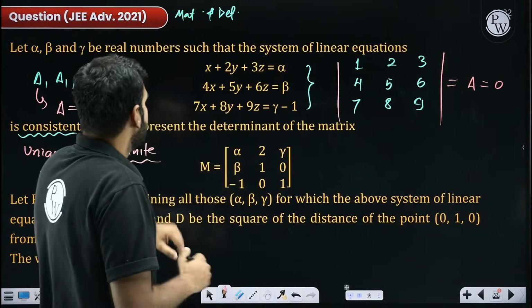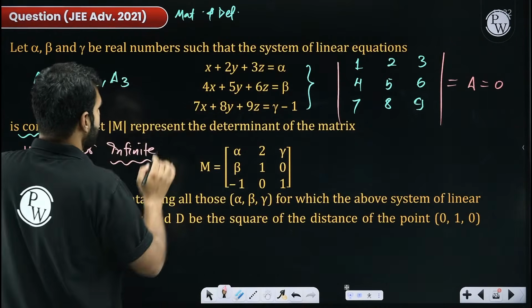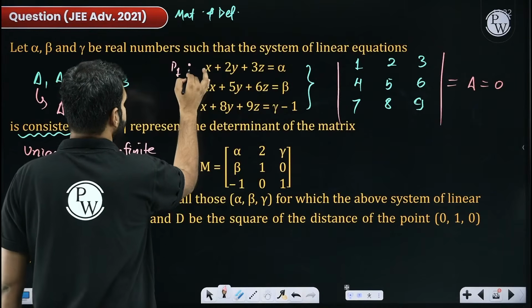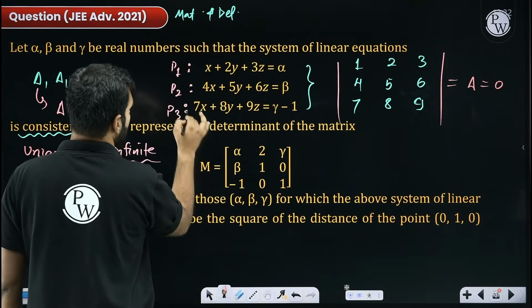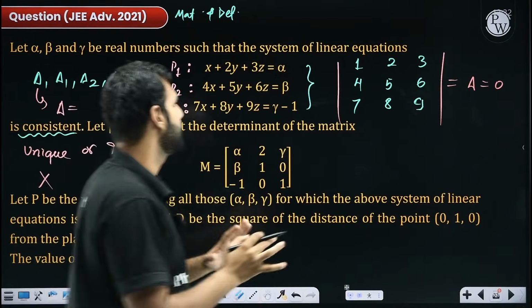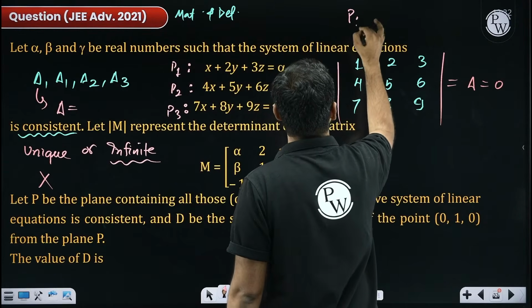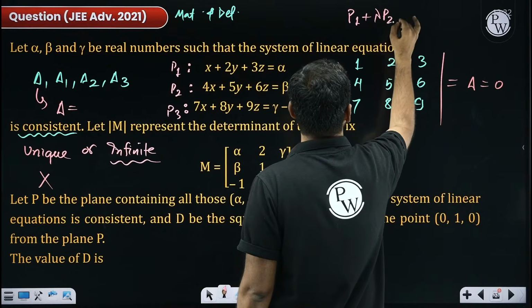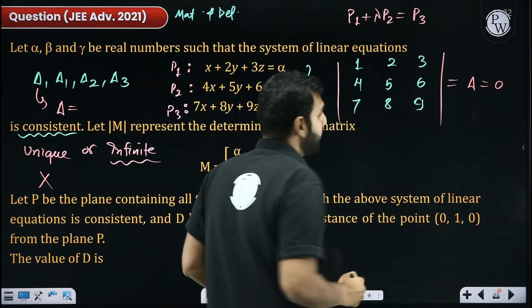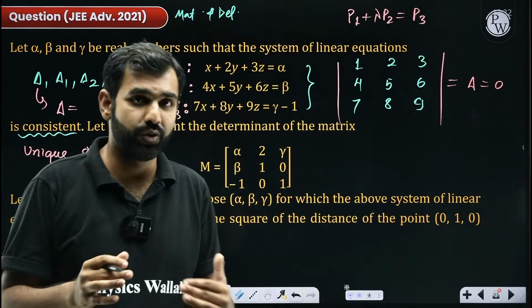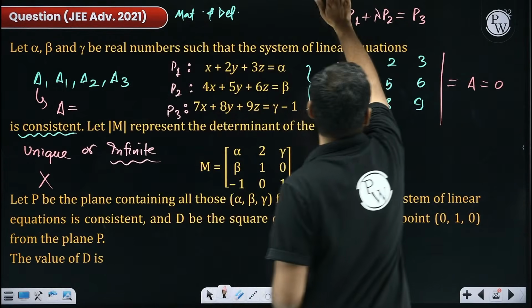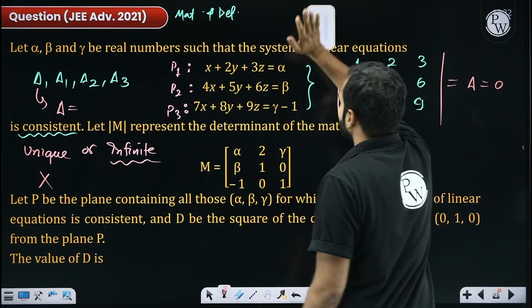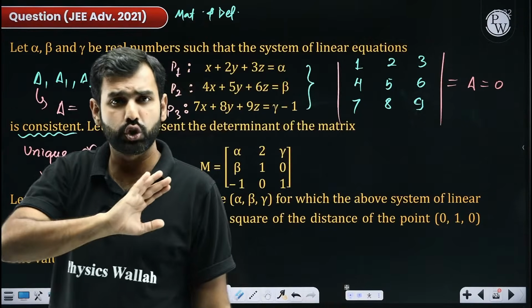What does it mean? If you pay attention to this part, let's say this is plane 1, this is plane 2, and this is plane 3. Do you not think that I should be getting plane 1 plus lambda times plane 2 as plane 3? Because for infinite solutions, this is the condition which should be matched. Don't understand this, forget this. I am asking you to look for something else, totally else.